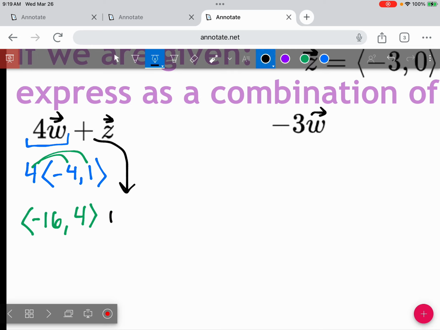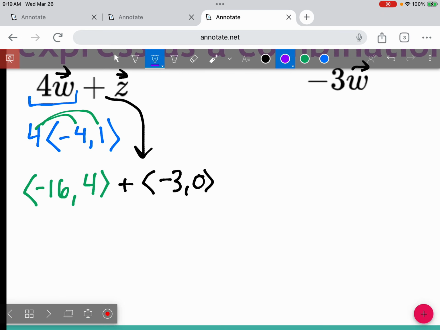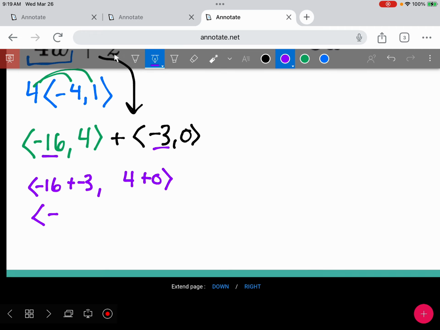Then we need to include our plus z, which is -3, 0. Okay, so this is just the 4w over here. Then we're going to do our plus z, which means I'm going to take the x pieces and add them together. So my negative 16 plus negative 3. And we're going to take our y pieces and add them together, 4 plus 0. So what is our combined vector here? Negative 19, 4.